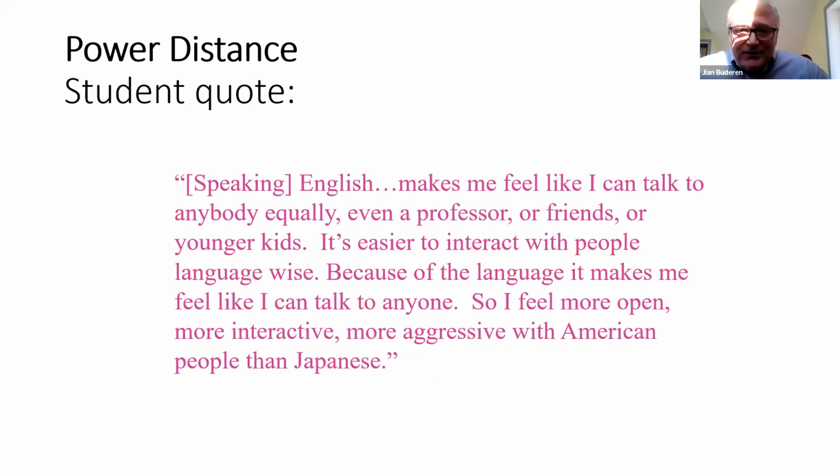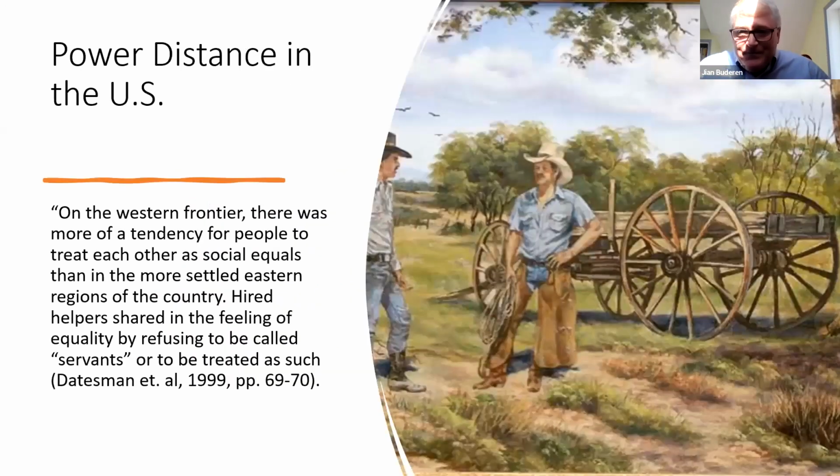And another quote was, speaking English makes me feel like I can talk to anybody equally, even a professor or friends or younger kids. It's easier to interact with people language-wise. Because of the language, it makes me feel like I can talk to anyone. So I feel more open, more interactive, more aggressive with American people than Japanese. Okay, so you can see the difference, flipping back and forth. You don't just flip from one language to the next. It's almost like you have to go through a personality transformation, right?